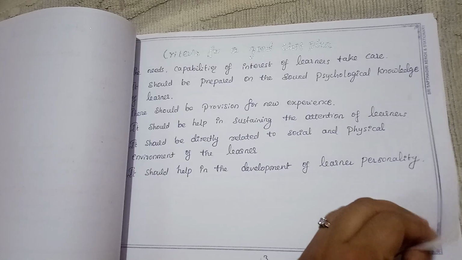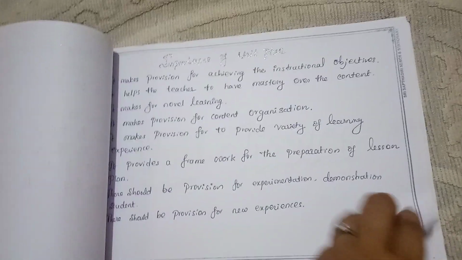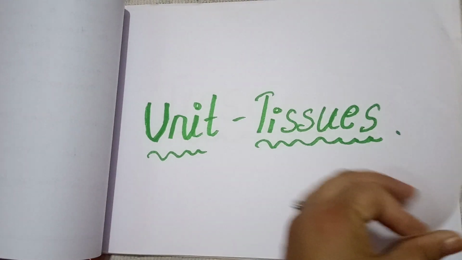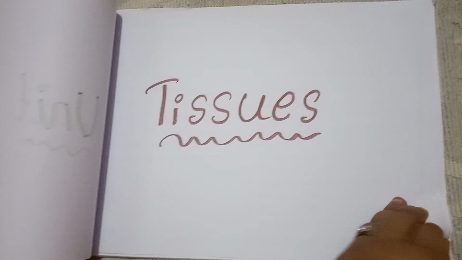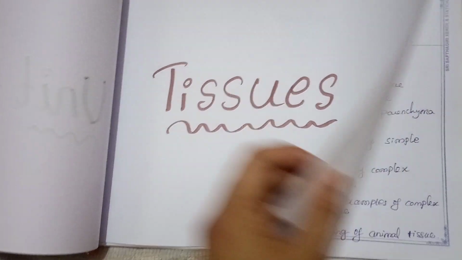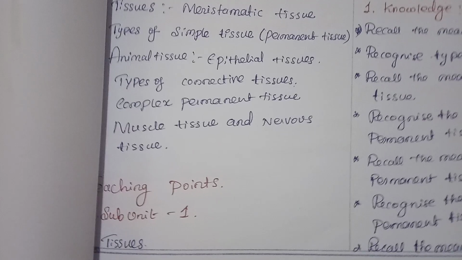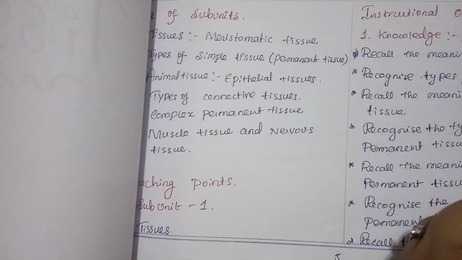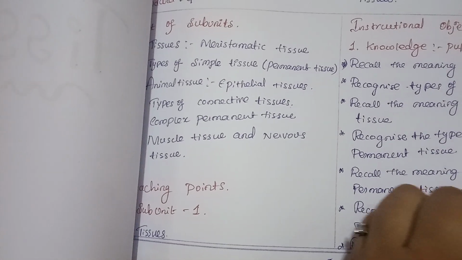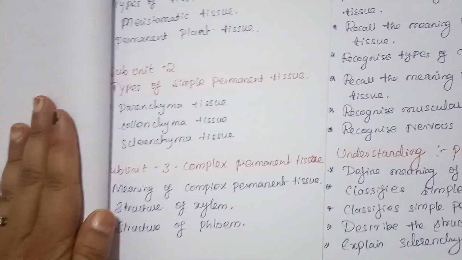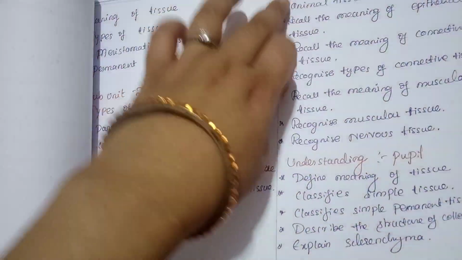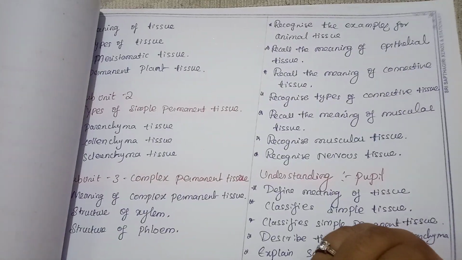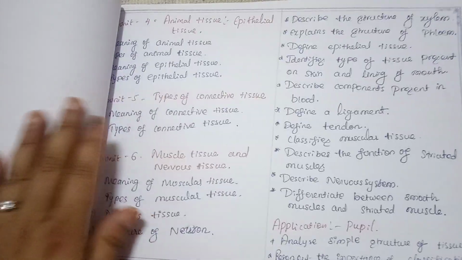These are the criteria of good lesson plans and their importance, and I am taking the unit tissues. Here first I am going to write, listing all the instructional objectives and their subunits. You can see here the subunits, subunit 2, subunit 3, and these are all the instructional objectives I have listed here, which I did during this lesson.